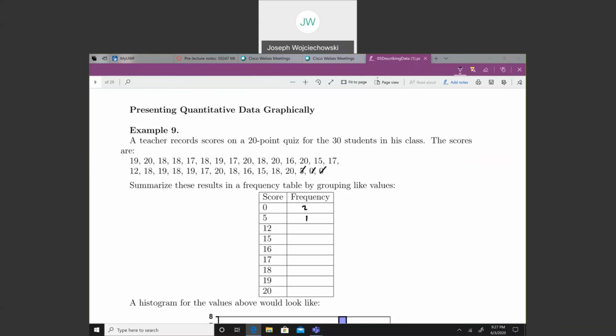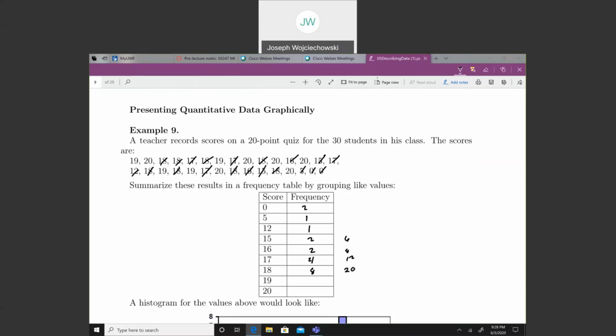Do we have any 12s? There's 1 12, 15, 1, 2, 2 15s. I'm going to keep a running count here. 16, 1, 2 16s, 17. 1, 2, 3, 4 17s. 18. 1, 2, 3, 4, 5, 6, 7, 8 18s.